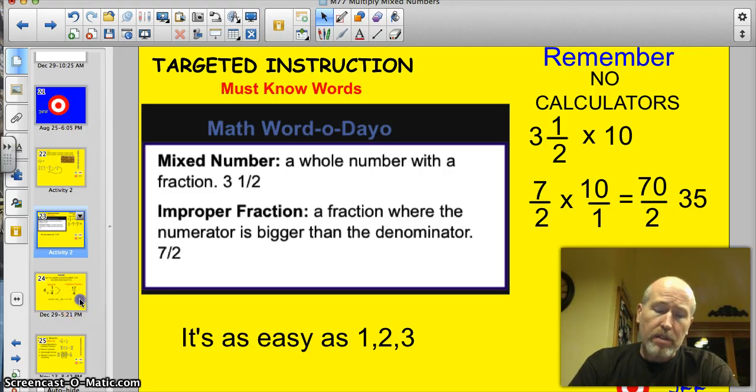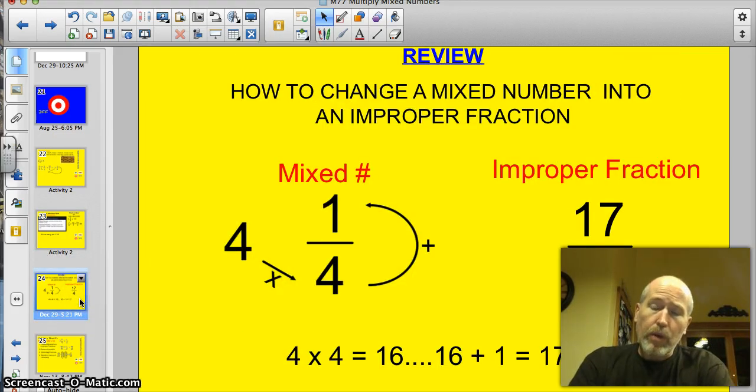But first, my friends, we need to do a little review. I've done it a couple of times here. I've changed a mixed number into an improper fraction, but I wanted to take you through it step by step. Here's a mixed number. It's 4 and 1/4. To change that into an improper fraction, you multiply the whole number times the denominator. 4 times 4, you get 16. You add the numerator, giving you 17. So 4 times 4 is 16, plus 1 is 17.